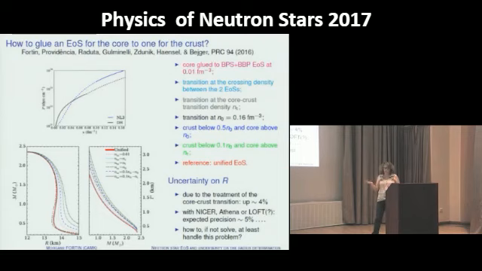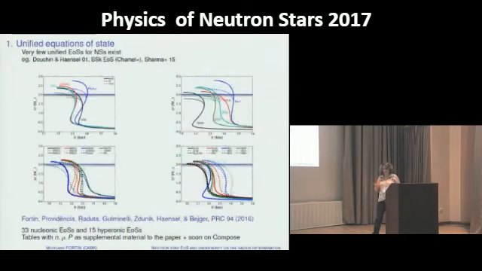One way to solve this problem, which was mentioned in the previous talk, is to use unified equations of state, in the sense that the core and the crust are calculated with the same nuclear interaction. There were very few such equations of state. I can think of the one by Douchin and Haensel, also the equations of state by Nicolas Chamel and collaborators, and the Shen equation of state, which was mentioned.